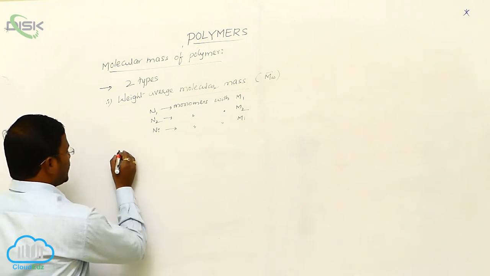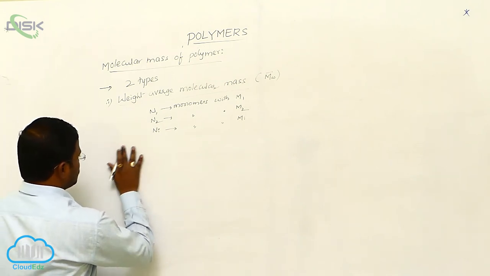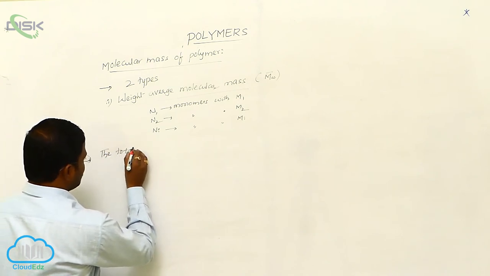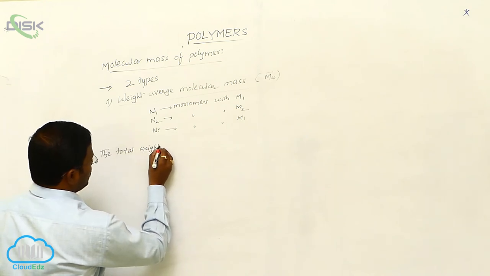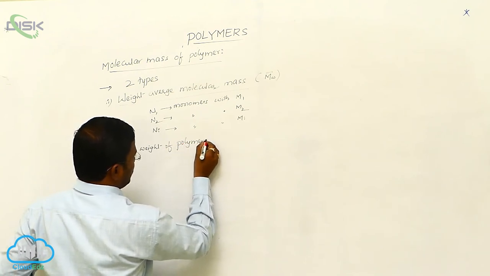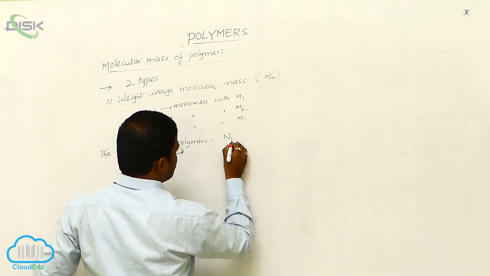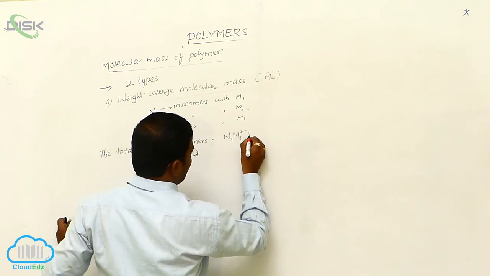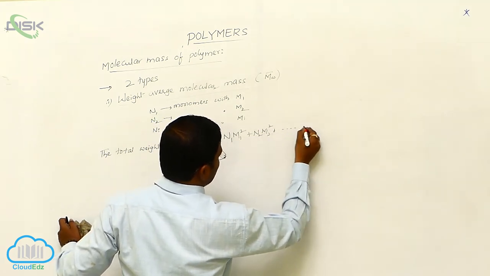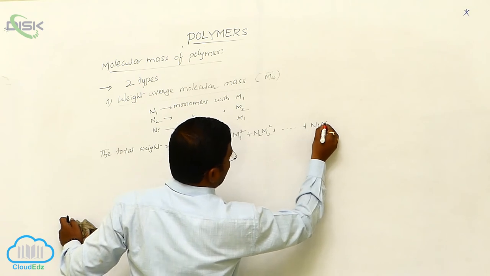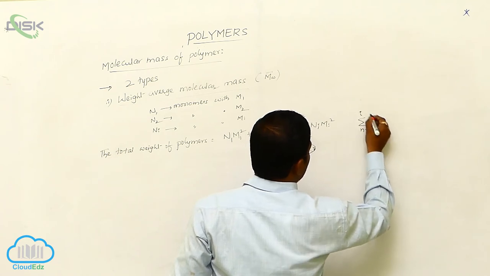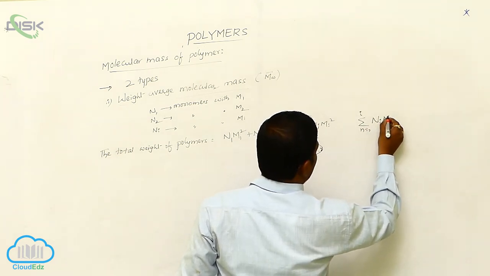Then how to calculate total weight? Remember the total mass is different from total weight. The total weight of given polymer will be equal to n1 m1 square plus n2 m2 square plus, it takes place till ni mi square. We can represent it as summation of ni mi square.